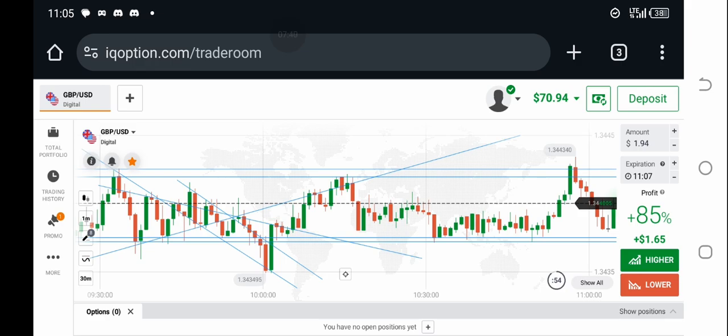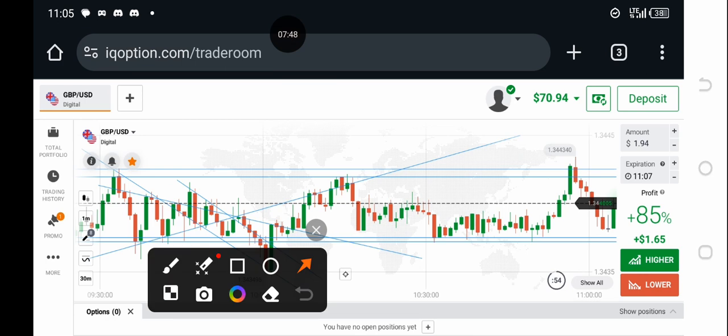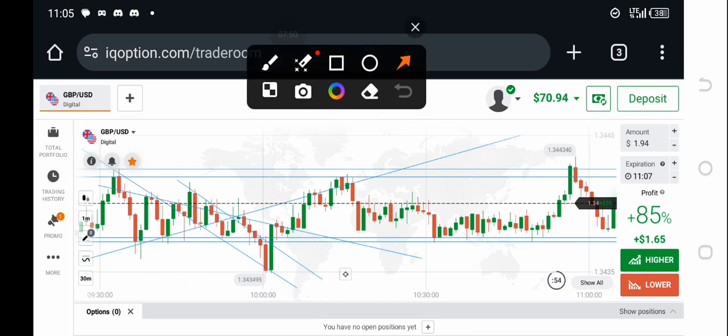So this is Great Britain pound, United States dollar. If you see here, you can see that strong sellers entered, then at that level buyers entered, again sellers, buyers, sellers, buyers, sellers, buyers, like that. See how the market kept moving.